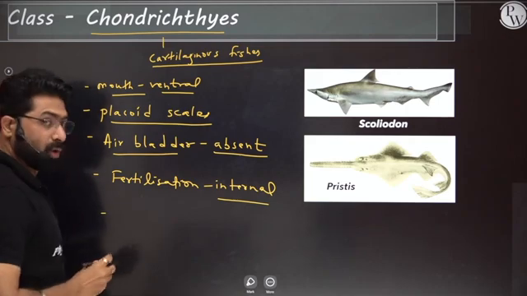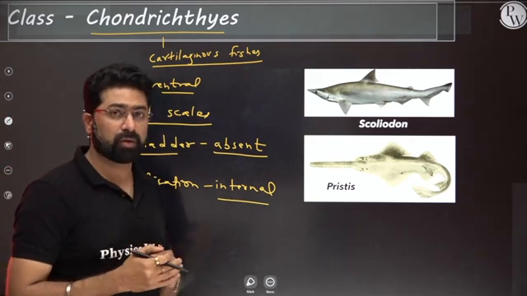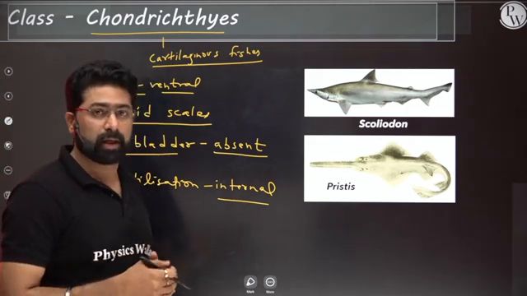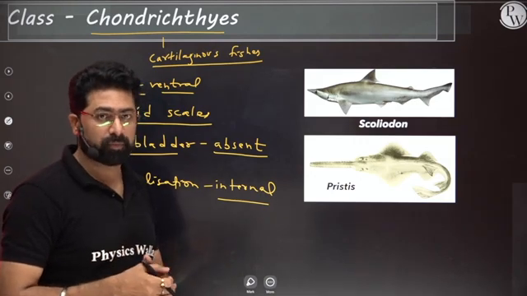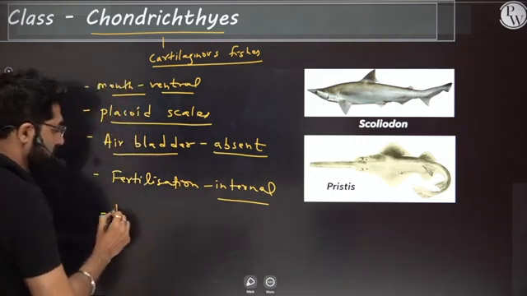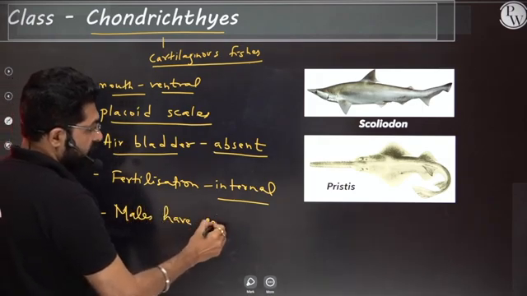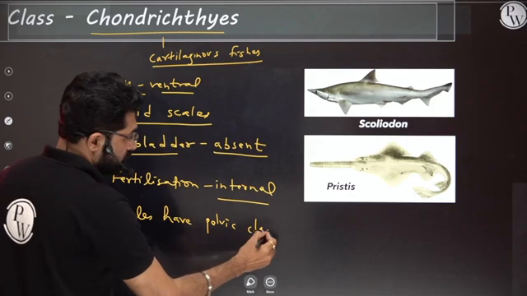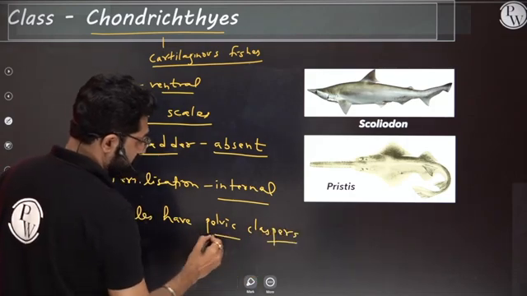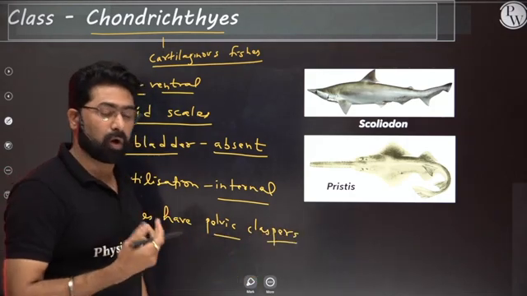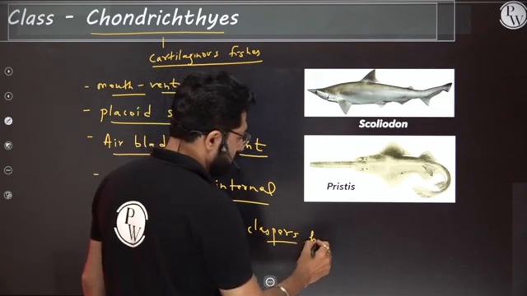They go for sexual reproduction also. The males have pelvic claspers for that. Please remember, like a penis, they have pelvic claspers which help in copulation.